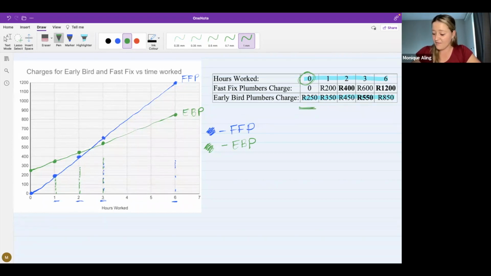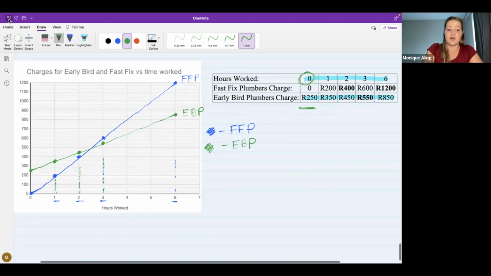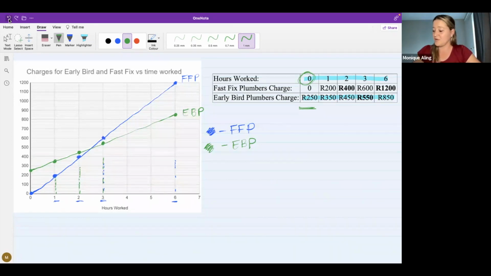Hence, on the graph, we start at 250 in line with 0. Okay, we don't start at 0 and 0 because they charge you 250 Rand before they even start working. So that's the one difference between the 2 graphs. We start at 250. Then all I've done is just moved along the table.